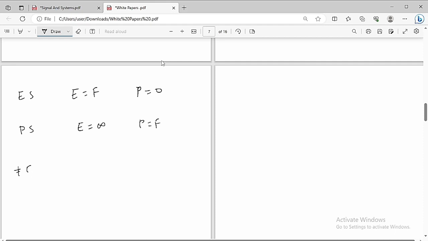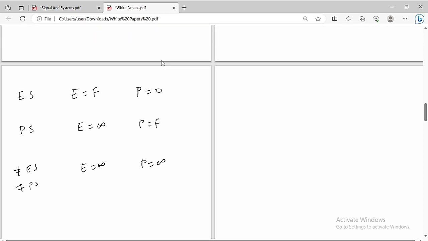Neither energy signal nor power signal means both are infinity, so energy is equal to infinity and the power is equal to infinity. In the case of the unit impulse signal, both the energy and the power are infinity. So definitely we can say it is neither an energy signal nor a power signal.